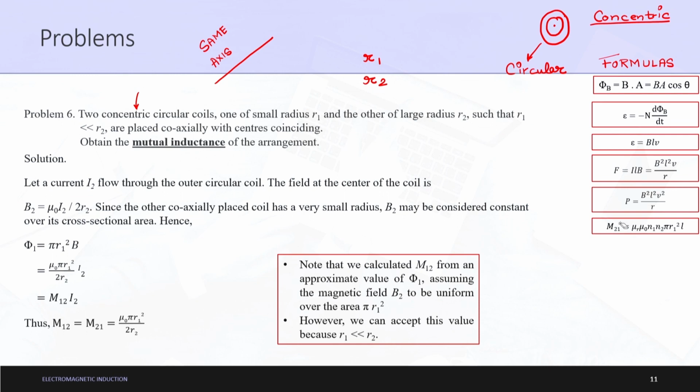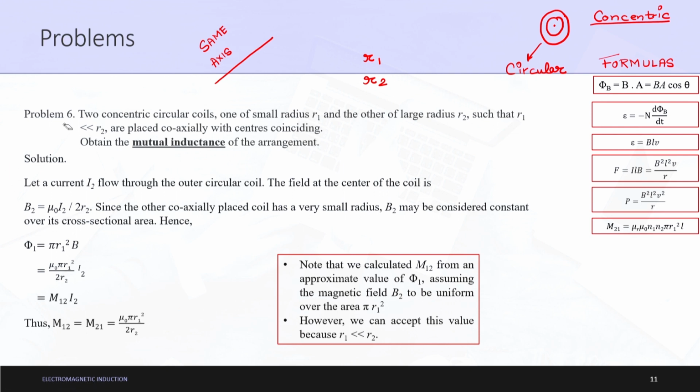So a new formula has been added: M21 is equal to M12, which is equal to mu r into mu naught into N1 into N2 into pi R1 square upon L, where mu r is the coefficient of relative permeability. Now, obtain the mutual inductance of the arrangement. Please look at the solution here.